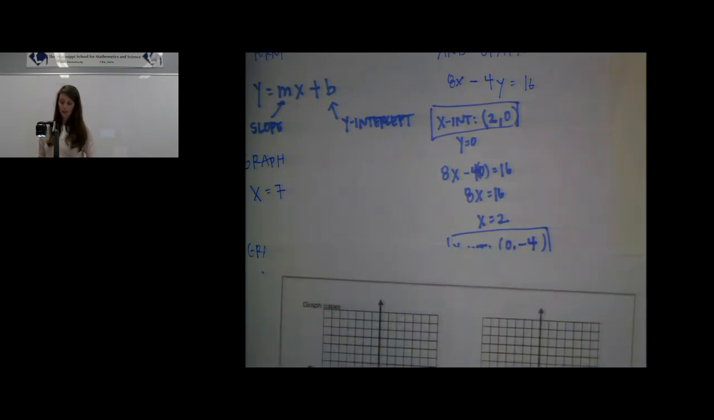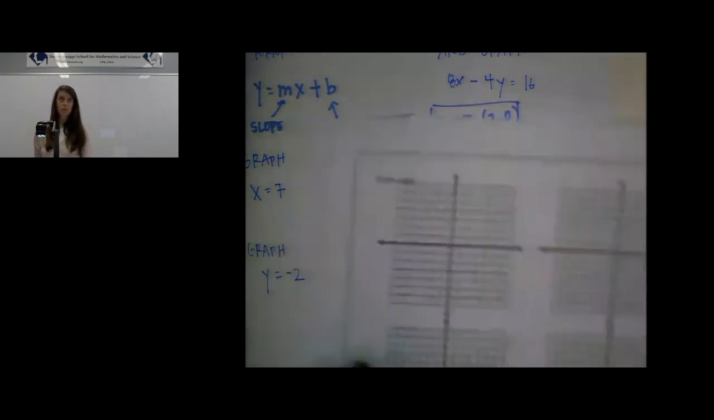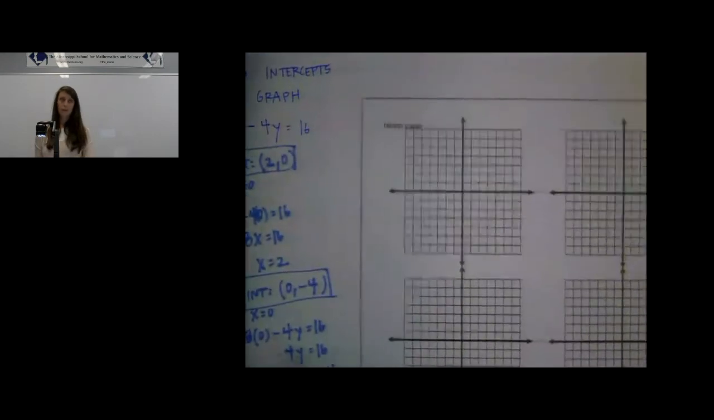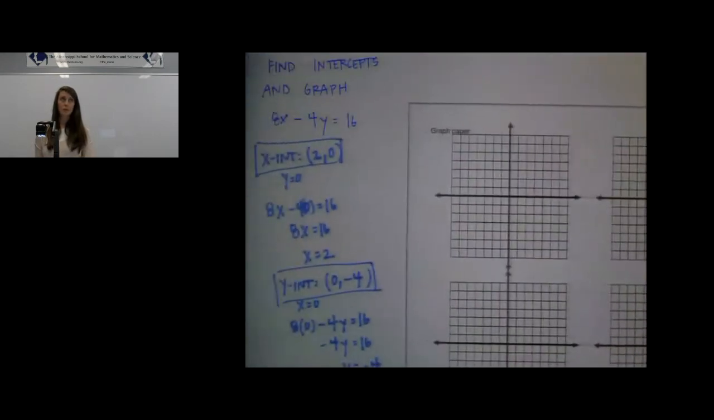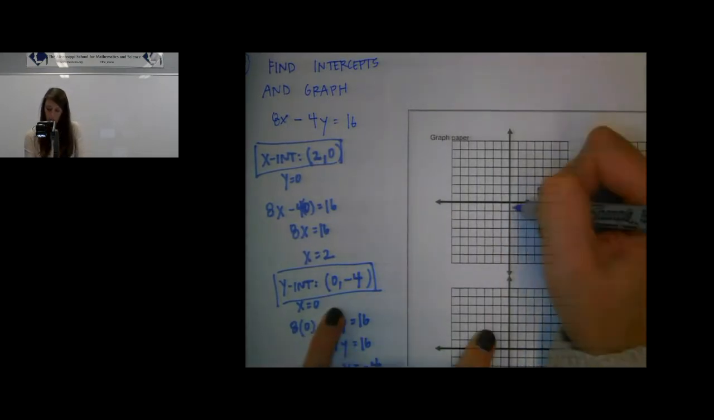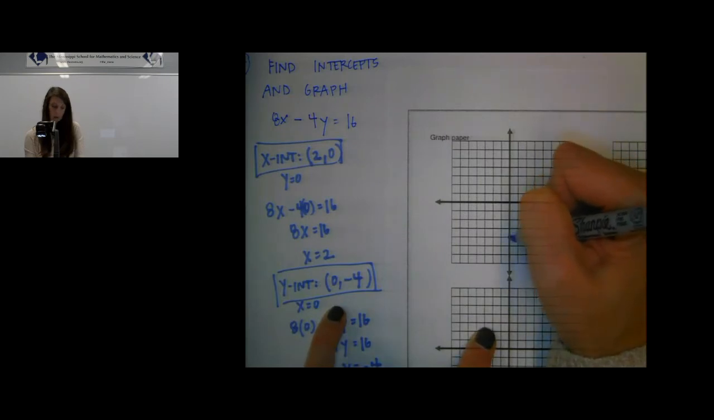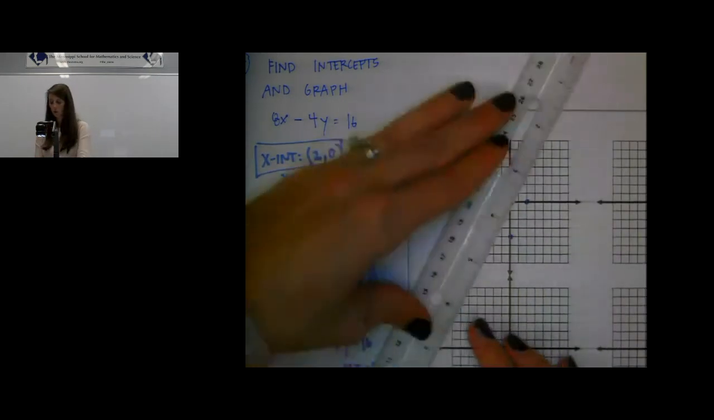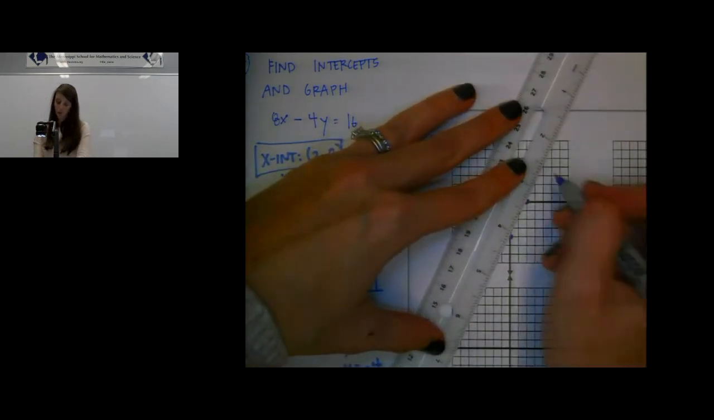Okay, so that means my x-intercept is (2, 0). So I'm going to go over 1, 2, not move, and my y-intercept is (0, negative 4). So 1, 2, 3, 4, down here to 4. Now it's going to be a straight line that goes through these 2 ordered pairs.